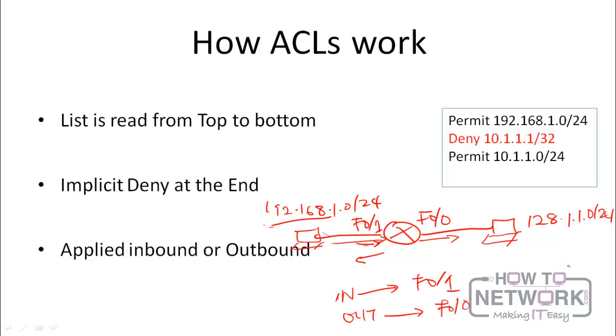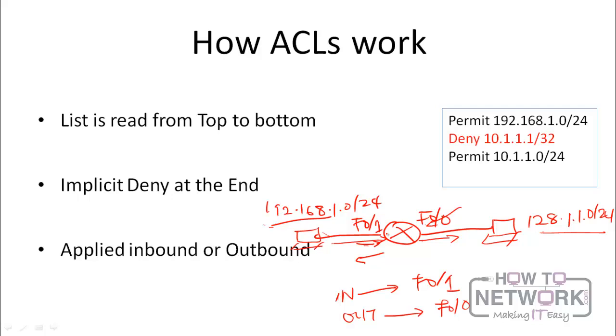But if I'm trying to match traffic that is sourced from 128.1.1.0, when traffic comes from 128.1.1.0, it's going to go inbound FastEthernet 0/0 and outbound FastEthernet 0/1, because when it goes into FastEthernet 0/0, the router will process it and send it out through FastEthernet 0/1. So it depends on the position of the source and the destination that's going to determine where the access list is going to be applied.